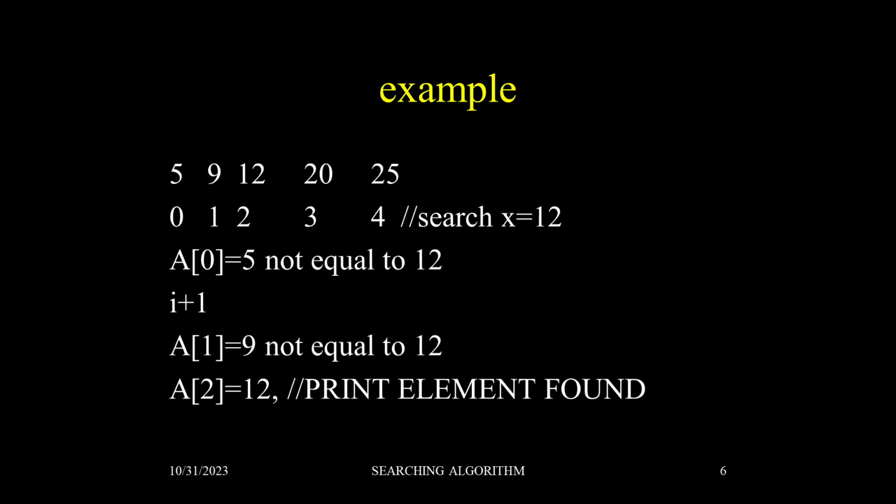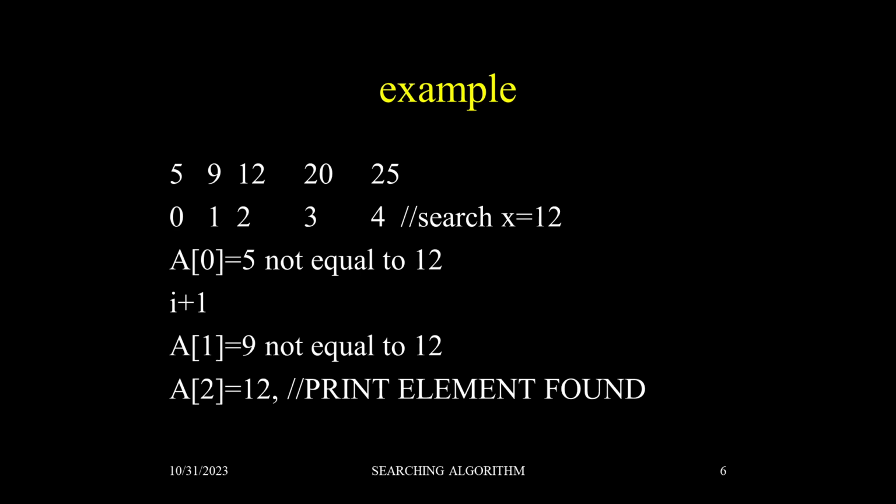Let us take an example, from which we can understand. Suppose we have the data set 5, 9, 12, 10, 25. These are the indexes: index 0 is 5, index 1 is 9, and so on. Now I am going to search whether x is equal to 12 is there or not. How do we go for this linear search? An array is 0 indexed, you know. A of 0 is equal to 5, which is not equal to 12. Simple. Then i plus, we go for the increment.